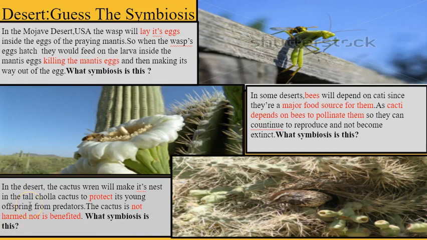Lastly, we're going to have our third scenario. So it says, in the desert, the cactus wren will make its nest in the tall cholla cactus to protect its young and offspring from predators. So the cactus is not harmed or helped. So if it's neither harmed nor helped, we know that this is a commensalistic relationship. So hopefully you got all 3 of those symbiotic relationships in our desert biome correct.